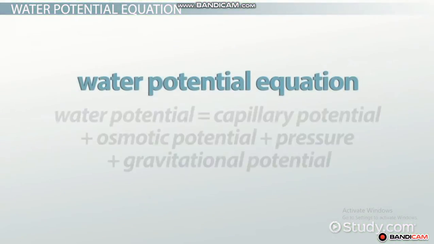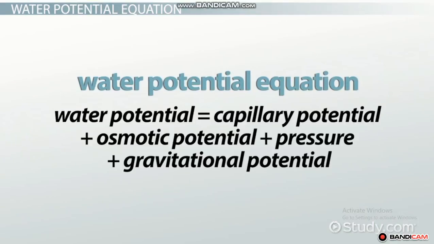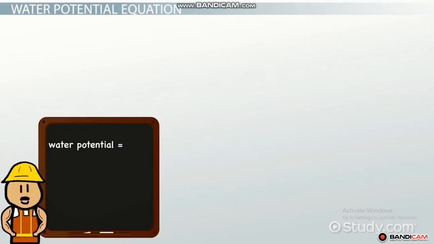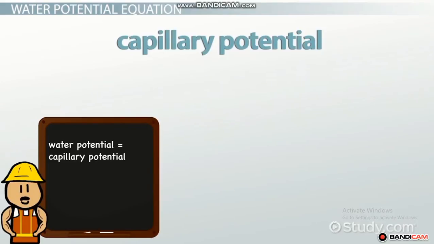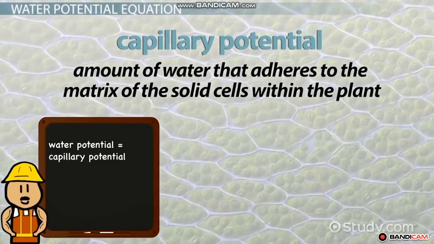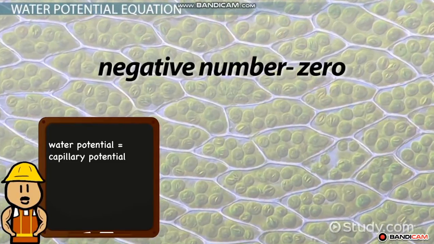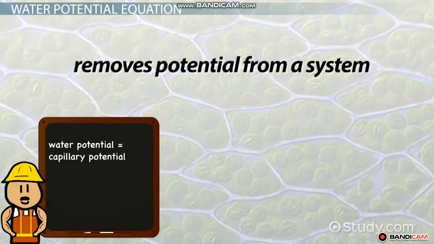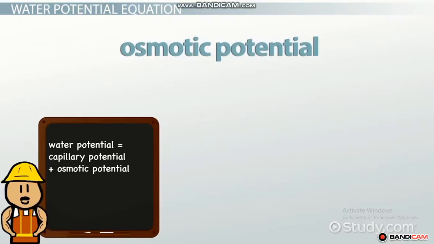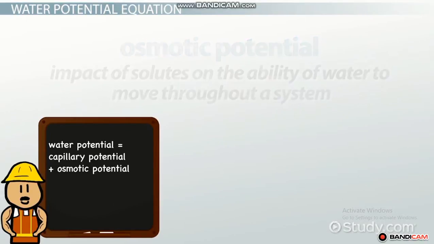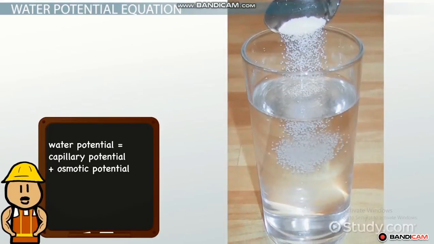It looks like this. Water potential equals capillary potential plus osmotic potential plus pressure plus gravitational potential. Great. Now, what does this mean? Let's start with capillary potential. This indicates the amount of water that adheres to the matrix of the solid cells within the plant. It is always a negative number to zero, so it always removes potential from a system. Next is osmotic potential, the impact of solutes on the ability of water to move throughout a system. Solutes are things dissolved into the water.